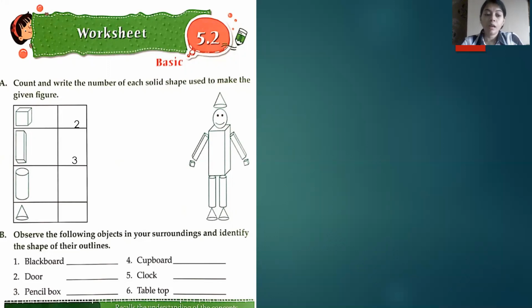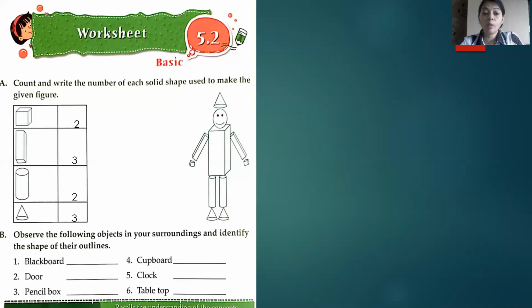Yes. Now let's count how many cylinders are there. Can you see both the legs of that figure, children? Yes. So there are two cylinders. And the last one is cone. Now children, say me how many cones you are able to see in that figure. Yes, three. Both the feet plus the cap. Yes, there are three cones.